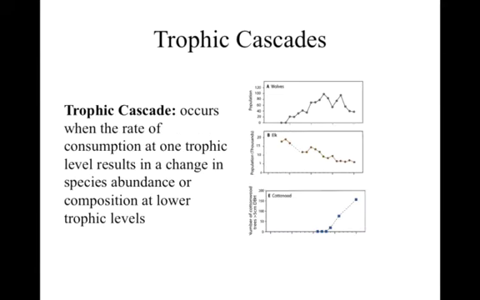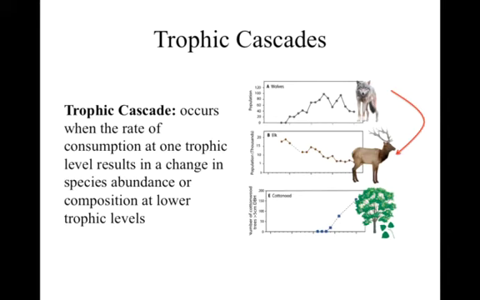So that leaves the idea of trophic cascades. This is one type of ripple effect. And a trophic cascade occurs when the rate of consumption at one trophic level results in changes in species abundance or composition at lower trophic levels. So again, going back to the Yellowstone example, we have the wolves feeding on the elk, that's one trophic level, but then we have this trickle-down effect to the cottonwood at a second trophic level further down that indirectly results from the wolves. And so that's a trophic cascade.